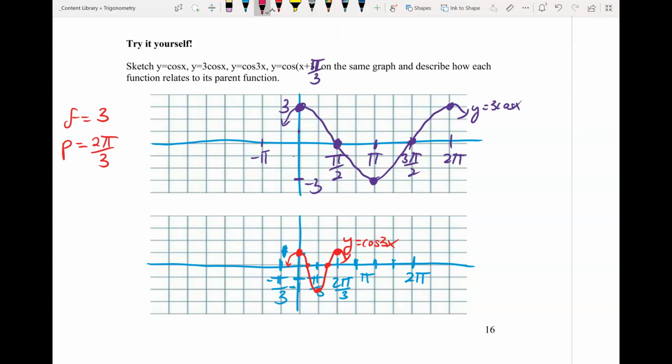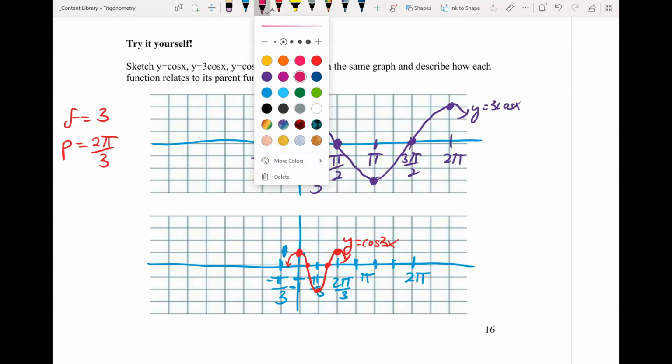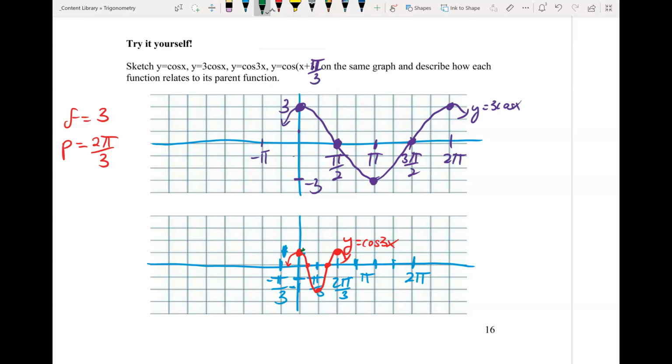Then for our very last graph, y equals cos of x plus pi over 3, we're going to shift our graph pi over 3 to the left. So usually we would start here. Here we'll change this color so you can see a bit better. Use a really different color. Let's see, green. So usually we would start right here at 0, 1, but because I'm moving pi over 3 to the left, I'm going to start here instead.